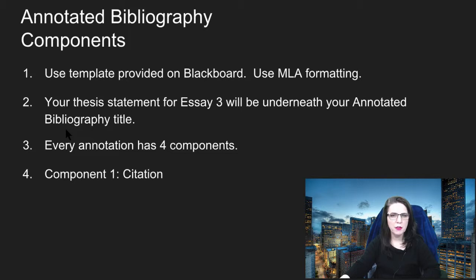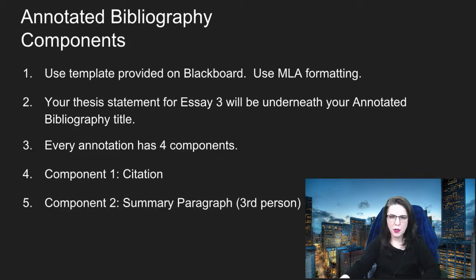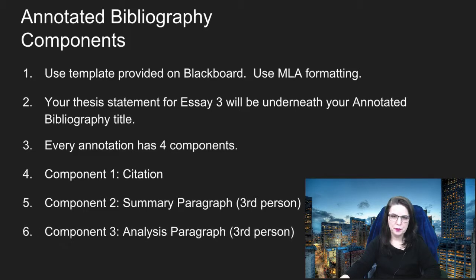So the first component for an annotation is the citation. The second component is the summary paragraph. This paragraph is written in third person and it summarizes what the source is about. The third component is the analysis paragraph. Here you analyze the argument and you talk about how the author or the creators are effective in their argument.